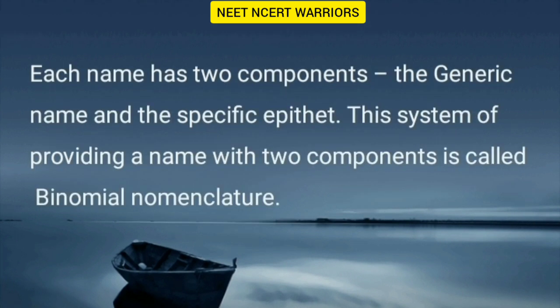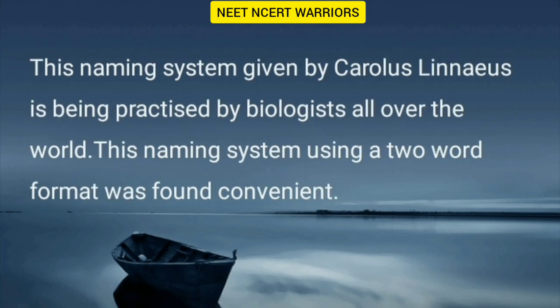Each name has two components, the generic name and the specific epithet. This system of providing a name with two components is called binomial nomenclature. This naming system given by Carolus Linnaeus is being practiced by biologists all over the world. This naming system using a two-word format was found convenient.